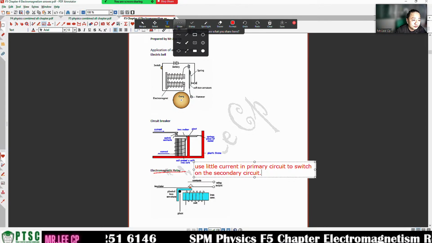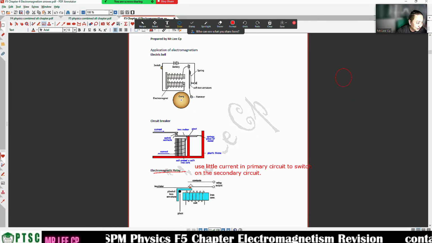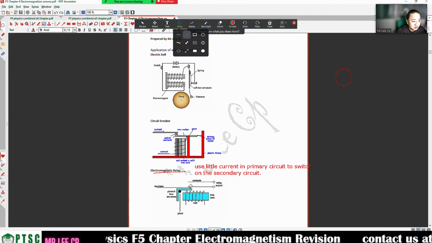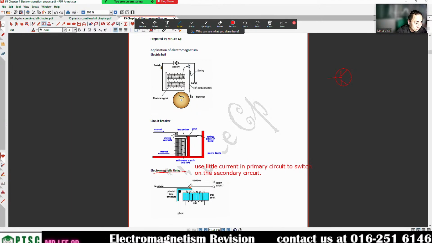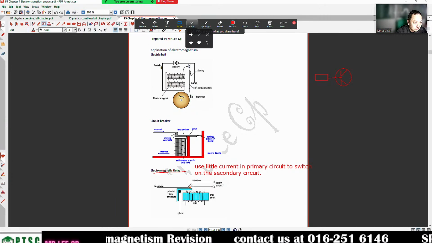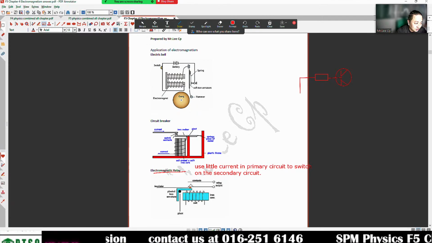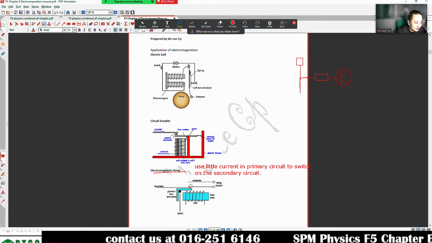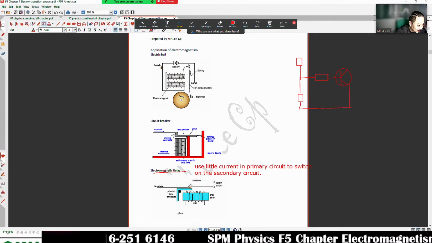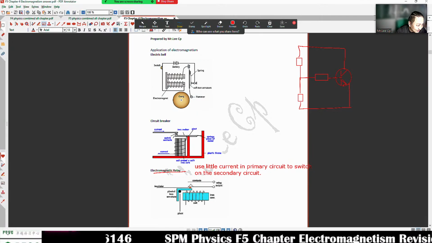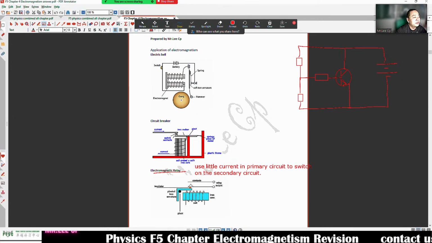So what does that mean? I still remember the one that we have learned, if I got the circuit here, let me spend some time to do it. This is the automatic switch. I use freehand, it's faster. Alright. So this is the circuit.